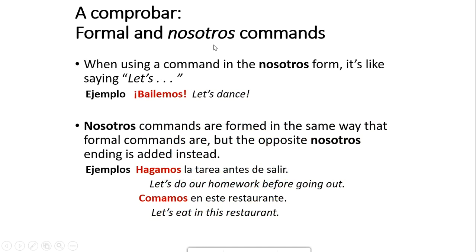Let's take a look at nosotros commands. When we're using a command in the nosotros form, it's like saying let's talk, let's dance, let's walk, whatever it may be. Bailemos, let's dance. They're formed the same way formal commands are, but then we use the opposite nosotros ending.